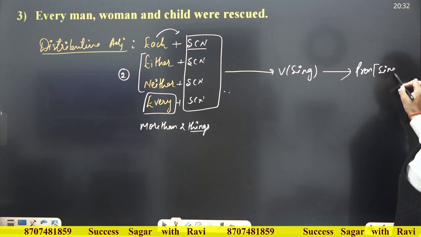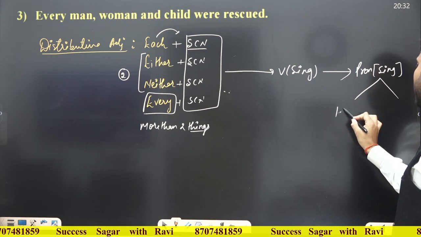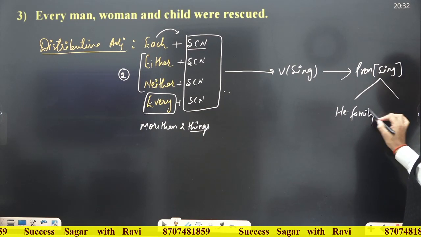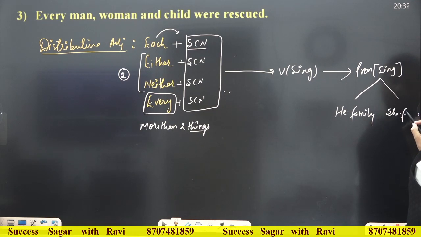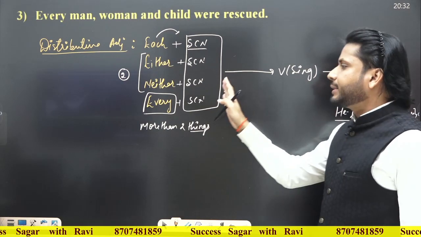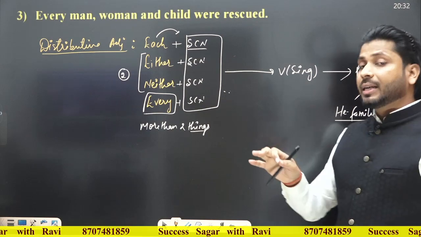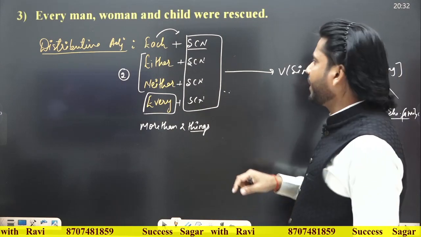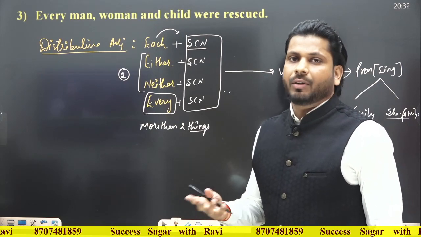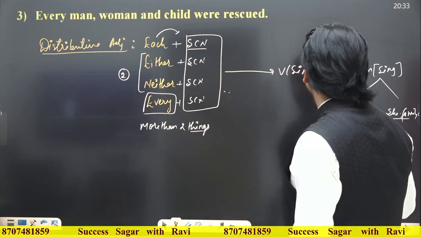Now the problem is that the pronoun is singular, and you have only two options: he family or she family. If the gender is clear, you can use the pronoun according to the gender, he or she. If the gender is not clear, for example each teacher, every teacher, either player, here the gender is not clear, we'll prefer he family.